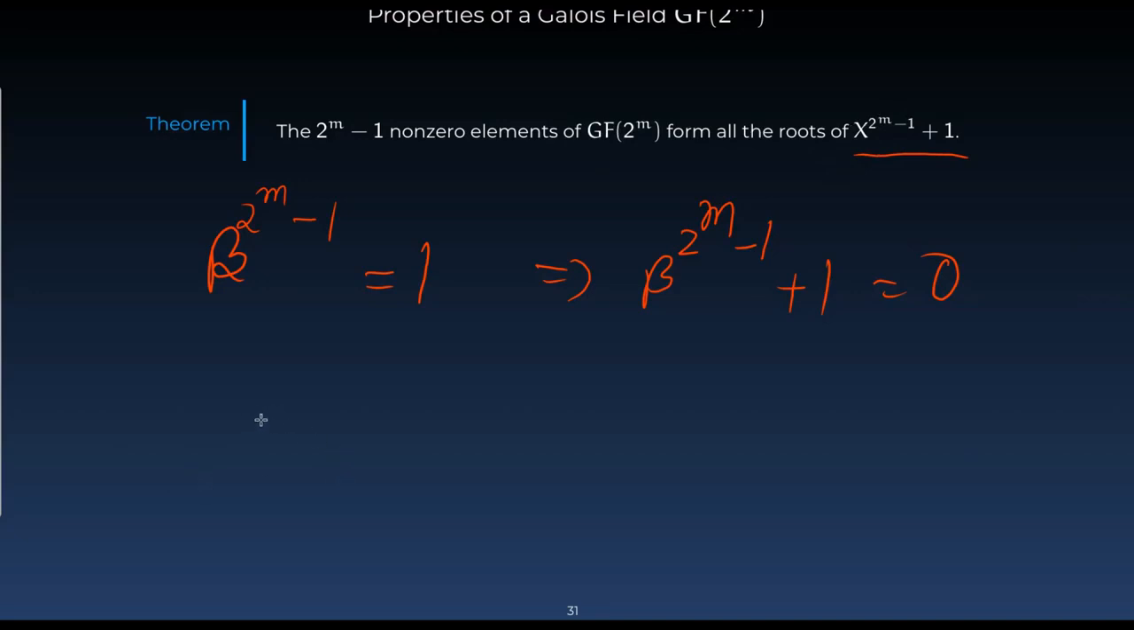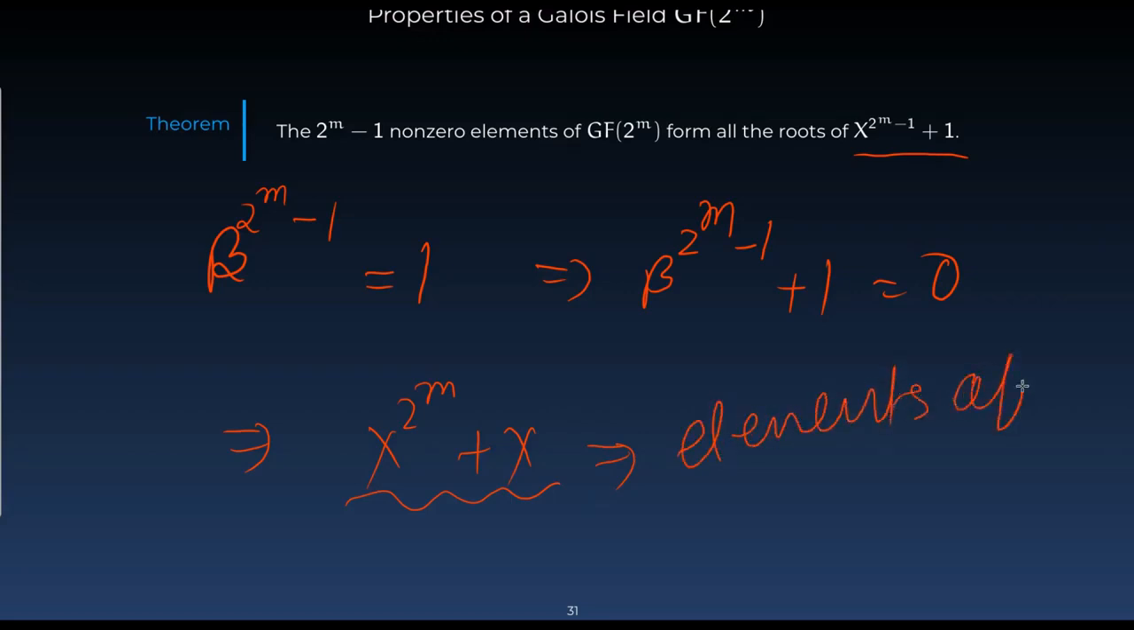In other words, we have considered only non-zero elements here, but another corollary is that for the polynomial x^(2^m) + x, the roots of this polynomial give us all the elements of GF(2^m).